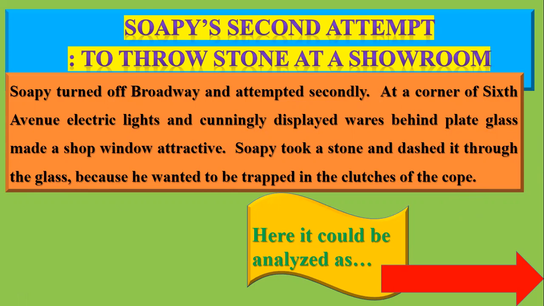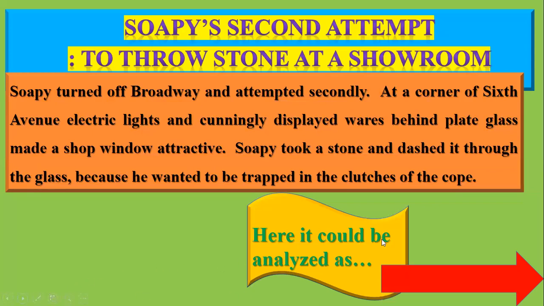Sophie left the luxurious cafe. He turned off Broadway, and then he turned towards 6th Avenue, and at the corner, the electric lights and the glossy wares were behind the plate glass, and the showcase was very attractive. Now, in order to commit an offense, Sophie took a stone and just threw it through the glass, and the glass was cracked. He wanted to be trapped in the clutches of the police.